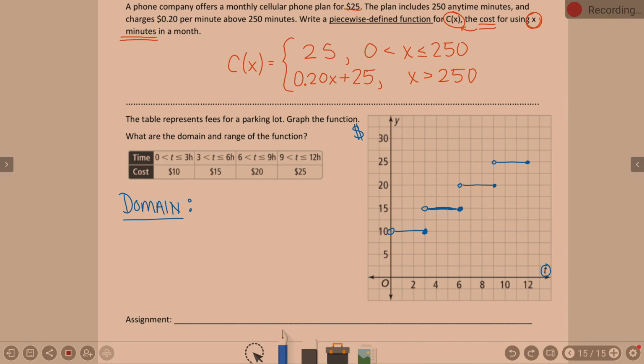0 to 12? Yeah. Are all of the numbers included along the way? Well, not 0. Is 3 included? Yeah, because it's included here. Not here, but it's included here. 6, 9, yeah. Is 12 included? Yeah. So if I write this in interval notation, my interval starts at 0. It ends at 12. Parenthesis on 0 because it's not included. Bracket on 12 because it is included.